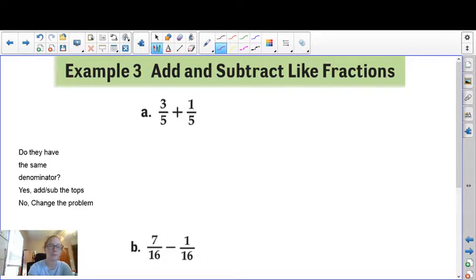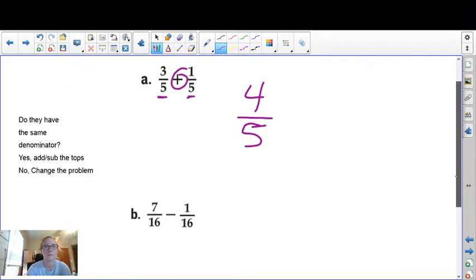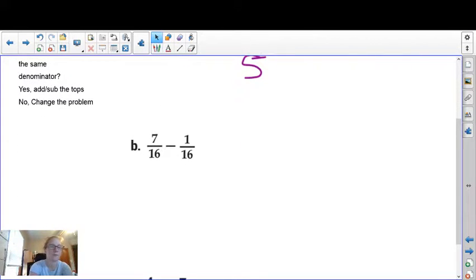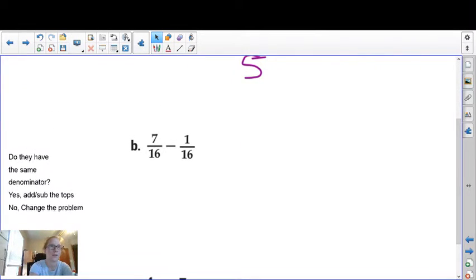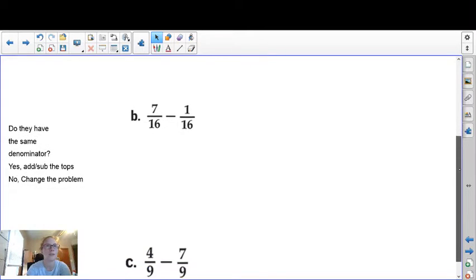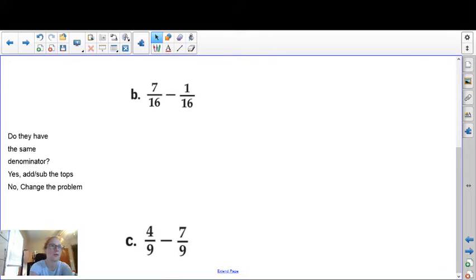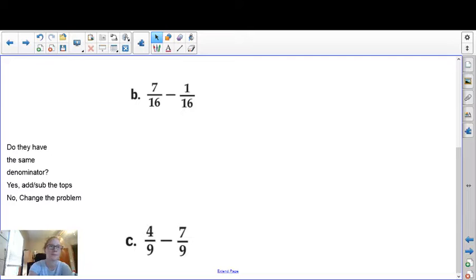First problem. Let's take a look. Same denominator? Yes. Okay, so then it tells me to add or subtract the tops. So I have adding, so I'm going to add. There's no point subtracting if I don't have a subtraction sign. So 3 plus 1 gives me 4, so my answer is 4 over 5. I like kind of keeping that over my head. Too bad I can't keep it that way when I move my slide.